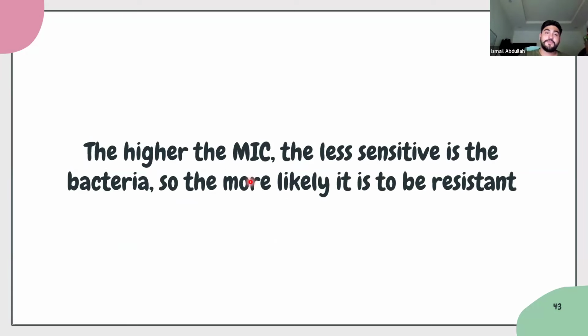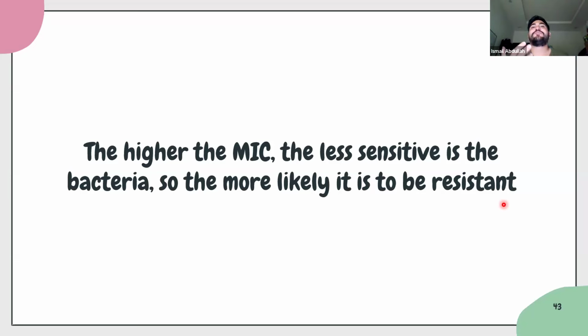So, the takeaway: the higher the MIC, the less sensitive the bacteria, and so the more likely it is to be resistant. Of course, I flipped it. Why? Because people think the higher the MIC, the better it is, which is wrong. Always think about it: imagine that you're getting money with the least input you could ever do. Isn't that so good? Isn't that what we all want?